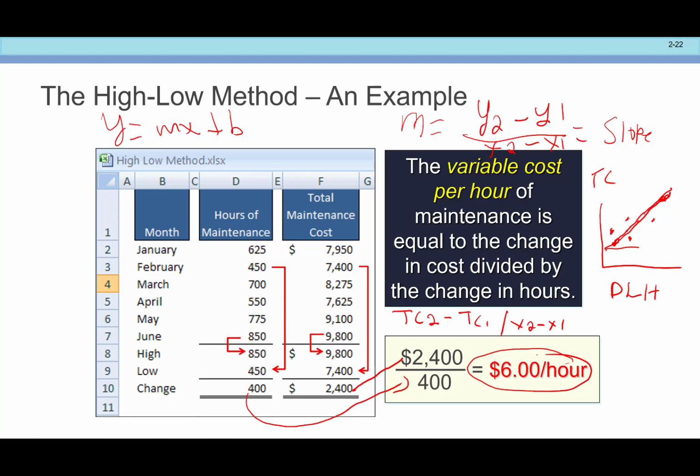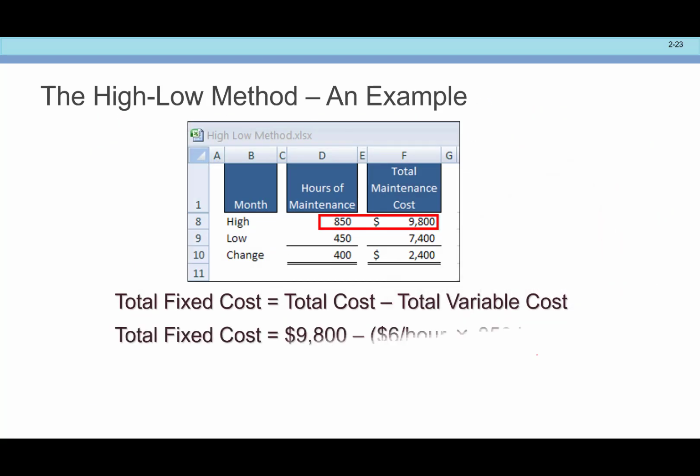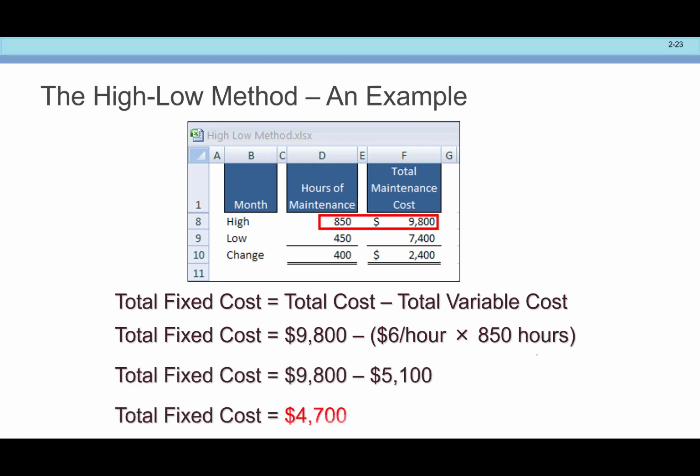So we go ahead and we see that our variable overhead cost per unit is $6. Now, once we can figure out what our variable overhead costs are per hour, then we can figure out what our fixed costs are, and you could either pick the high or the low. Are you someone that likes to be high, or do you like to be low? You like to be high? Good. Because that's what they used here was the high.